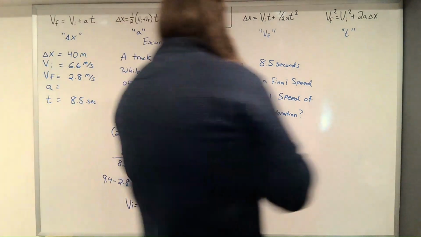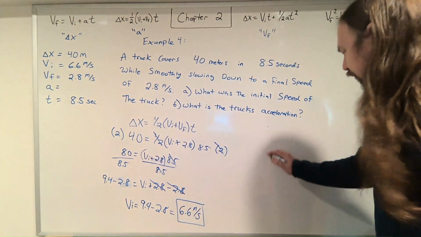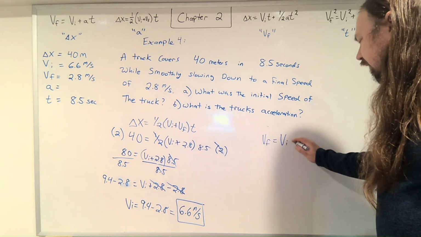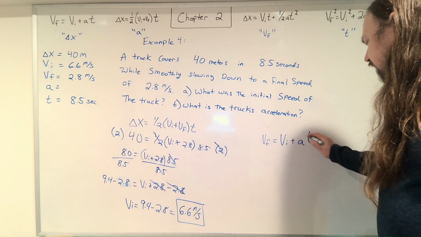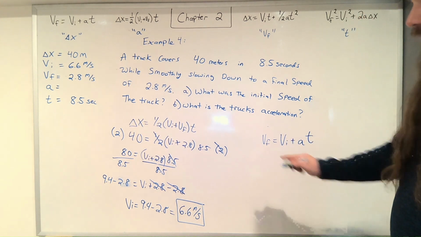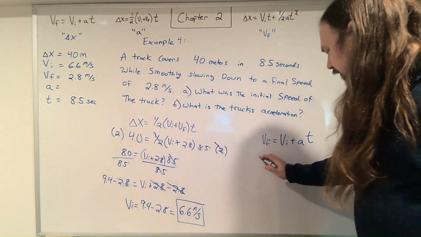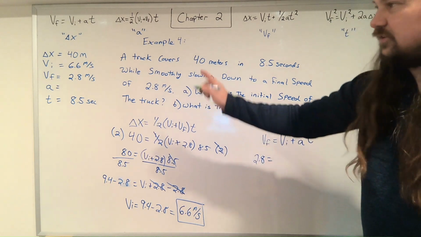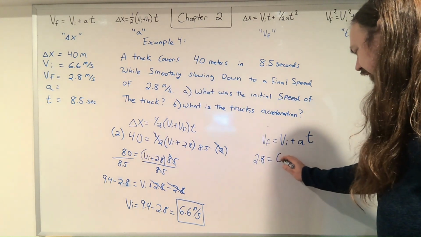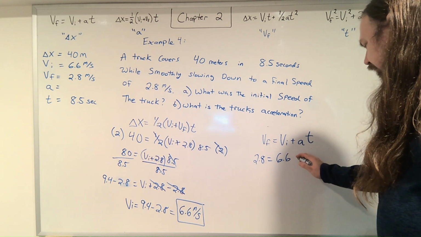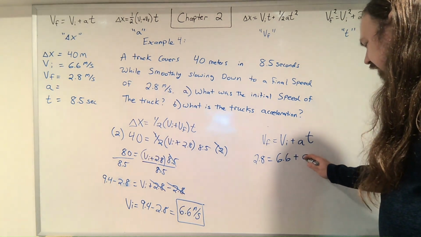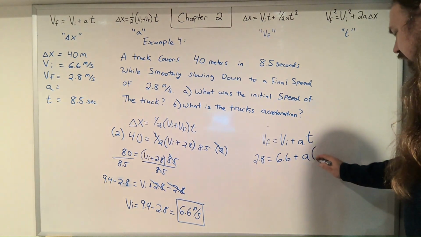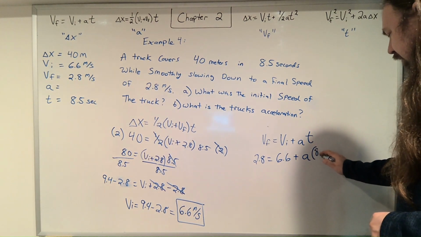So I'm going to go over here. I'm going to write equation 1. Vf is equal to Vi plus At. Our Vf, we just grab it right off of our chart, 2.8. Our Vi, we just solved for it. We plug it in, 6.6. Plus, A is the thing we don't know, so I'm going to leave it as an A. T, we do know, given in the problem, 8.5.